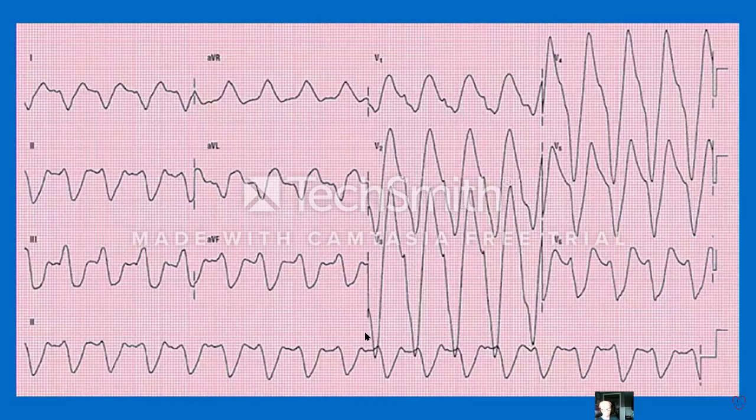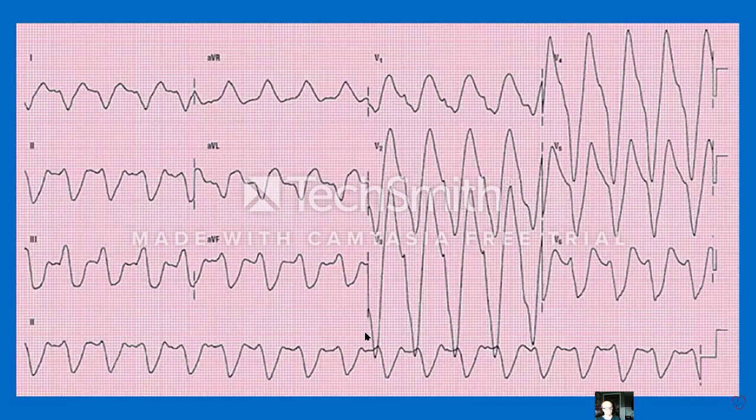Well, on first glance at this EKG, it appears quite scary, and it certainly is. The EKG was obtained from a patient that was awake and talking, however, 1 minute later ended up in cardiac arrest. As you can see here, the QRS complexes are clearly greater than 120 milliseconds wide, and the rate appears fast. So we can see wide QRS complexes.